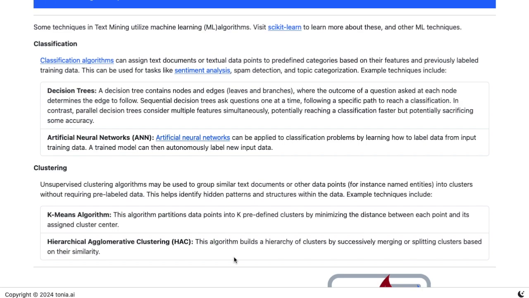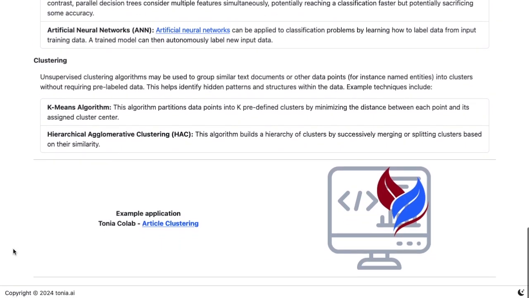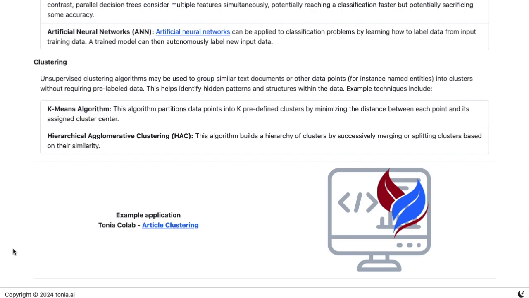These are just examples of the types of clustering and classification algorithms that we can apply to text mining to give us some further information about the text that we want to look at. I have combined some of these techniques together in an example application that I've linked to here in a Colab notebook. And this example application does article clustering.